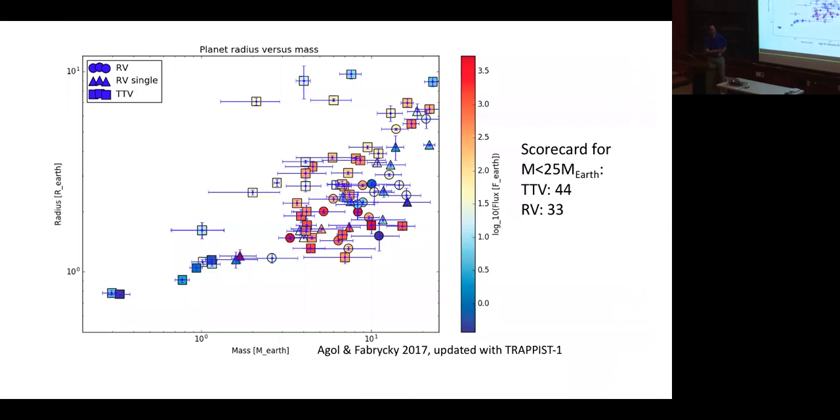Down here we have the TRAPPIST-7. So right now the two dynamical methods are in this region of small planets. They are coming in rather even. It's mainly a function of, even though we're only seeing TTVs on about 10% of the systems, well, you just have the data in the bag. You don't have to do anything more.